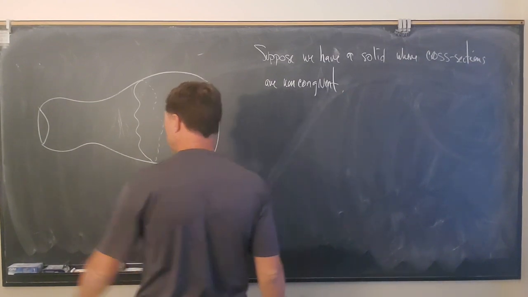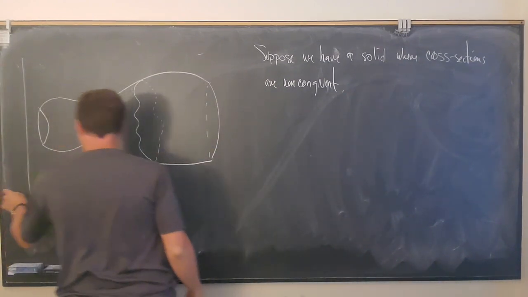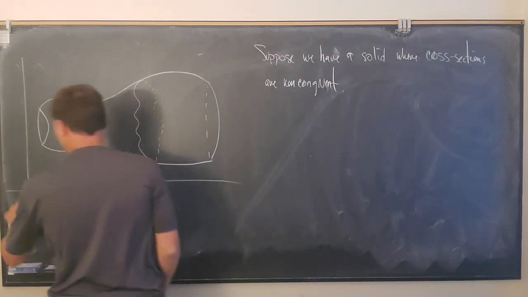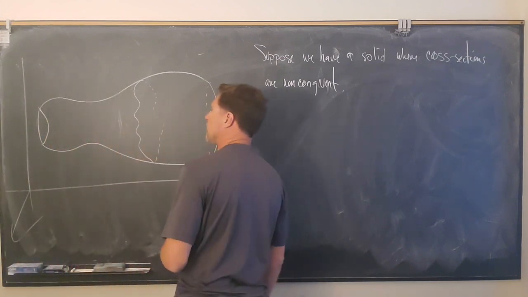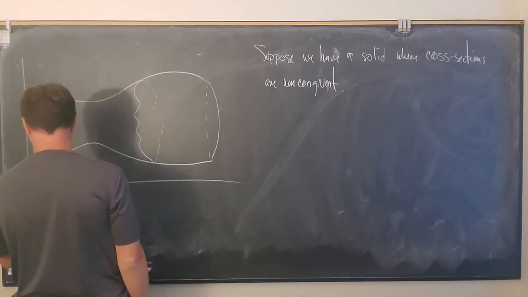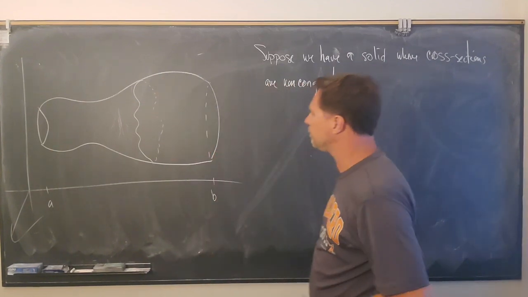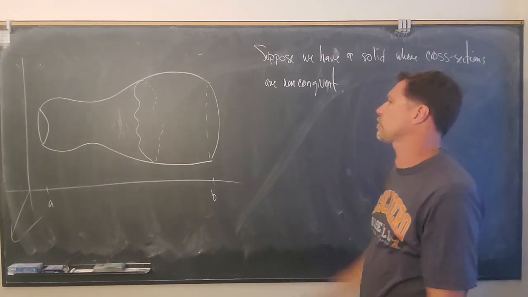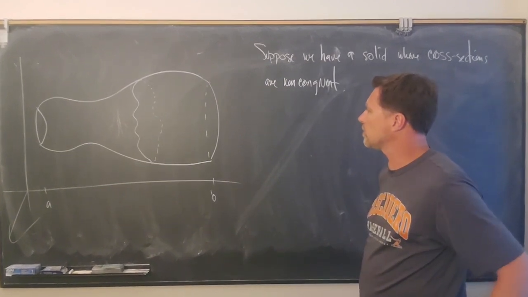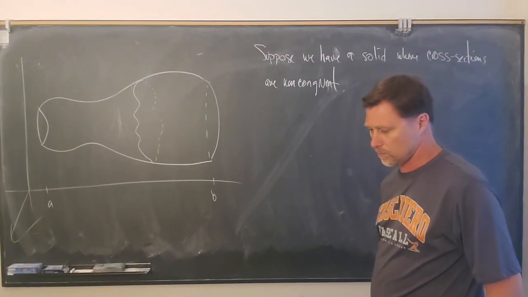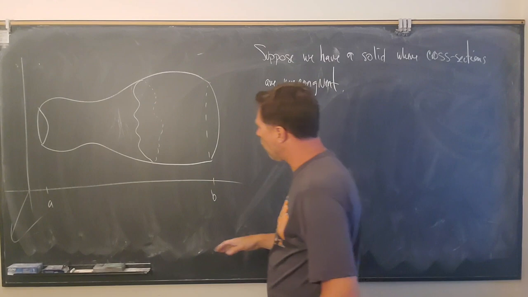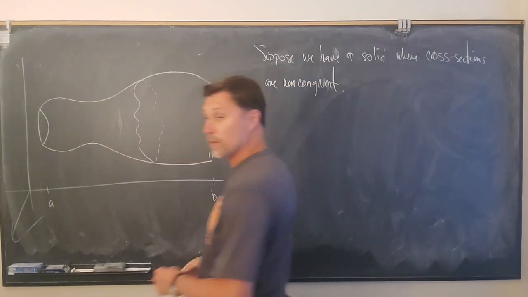And I want to set it up like this. Imagine now that we're sitting in 3 dimensions. We have a starting point, a little a, and an ending point, little b. And we have some strangely shaped solid. Our goal is to be able to figure out the volume of this solid.